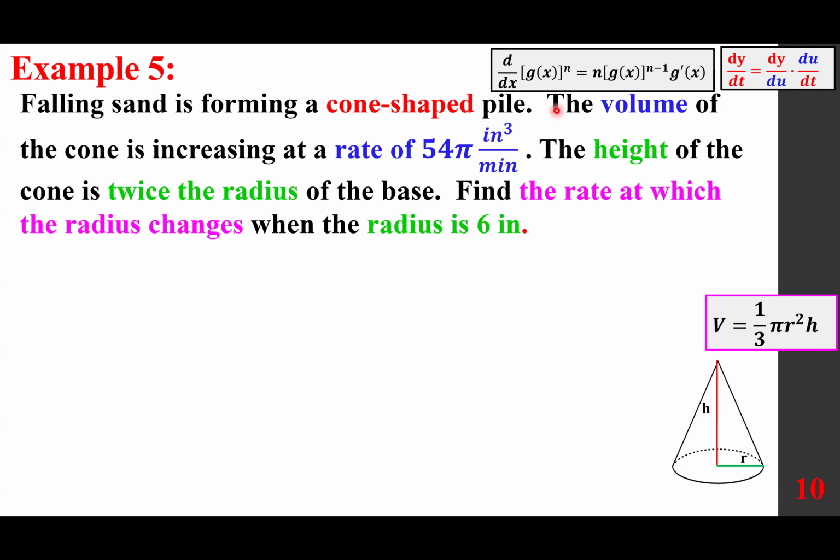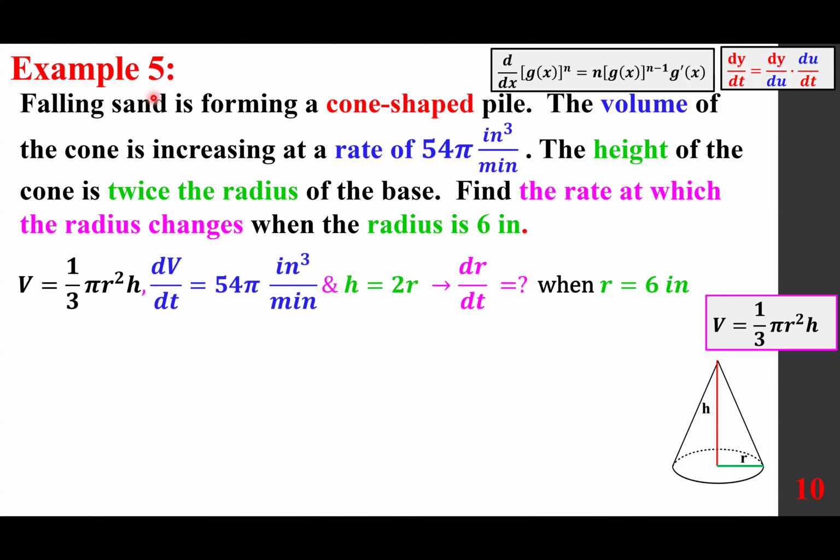Now we're going to continue reading. The volume of the cone is increasing at the rate of 54 pi cubic inches per minute. So that means dV/dt is a rate. So dV/dt is 54 pi cubic inches per minute. The height is twice the radius. h is 2r. Find the rate at which the radius changes. Find dr/dt. At what point? When r is equal to 6 inches.